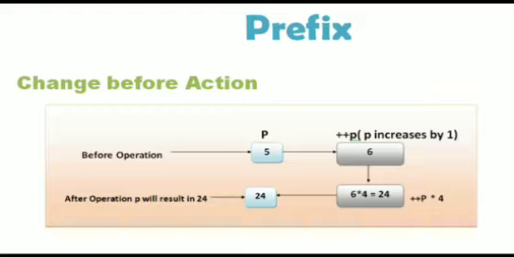For example, consider p is equal to 5. p is equal to ++p * 4. Here the value of p is 5. Since ++p changes before action, it is incremented to 6. 6 * 4 is equal to 24. So the final value of p is 24.